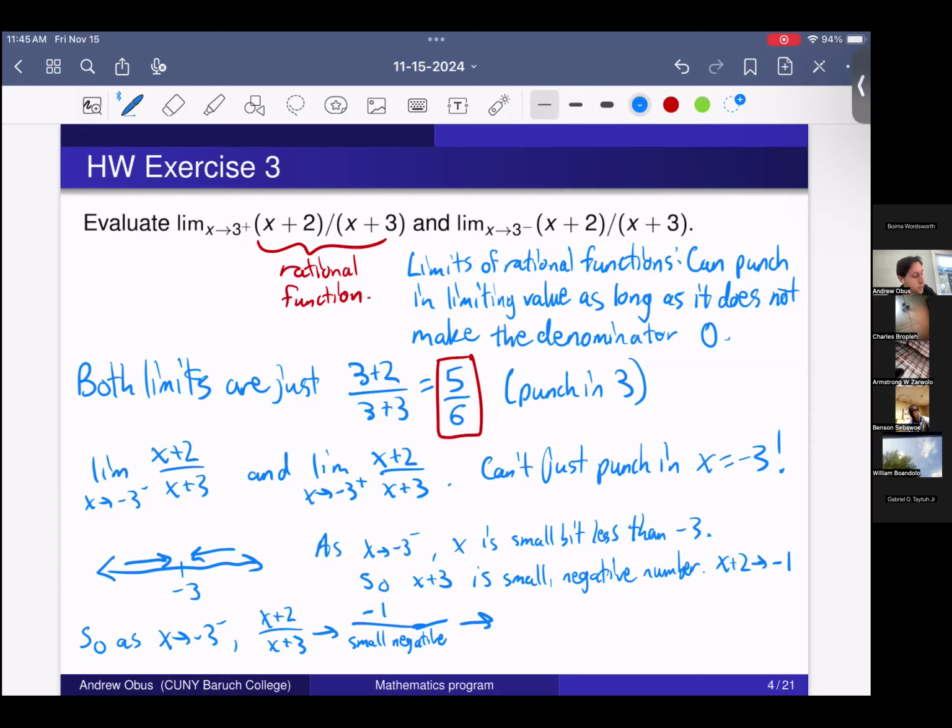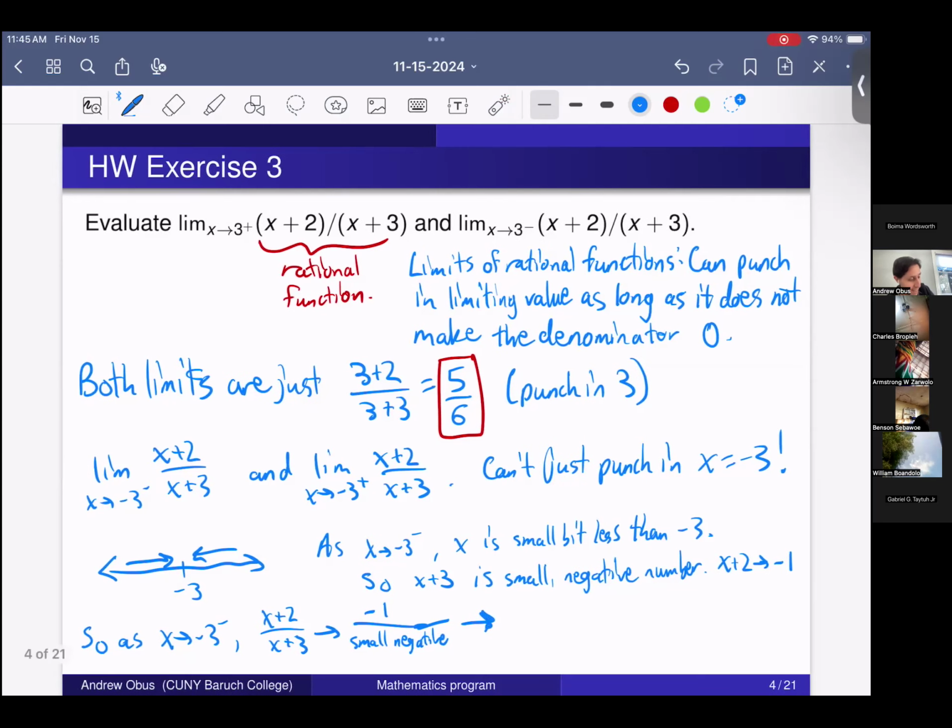So what is that going to approach? Well, a positive value, right? And what positive value? If the numerator is going to -1 and the denominator is also negative but is going to 0, then what positive value are we really approaching? It's going to positive infinity. Infinity, exactly. So this goes to positive infinity, right? Because the denominator is going to 0, the numerator is not going to 0. The numerator is -1, right?